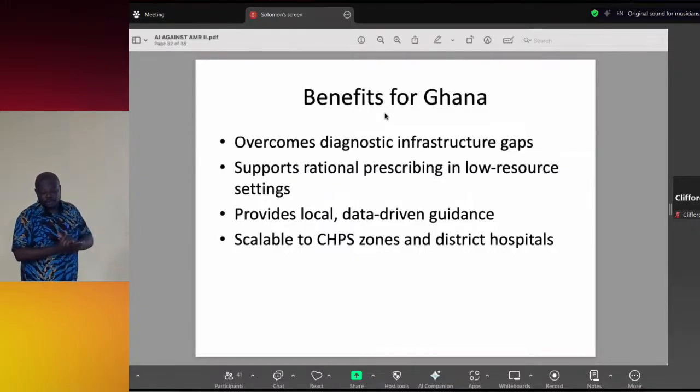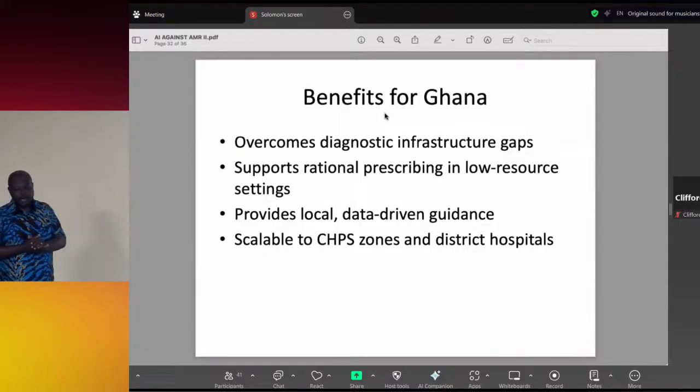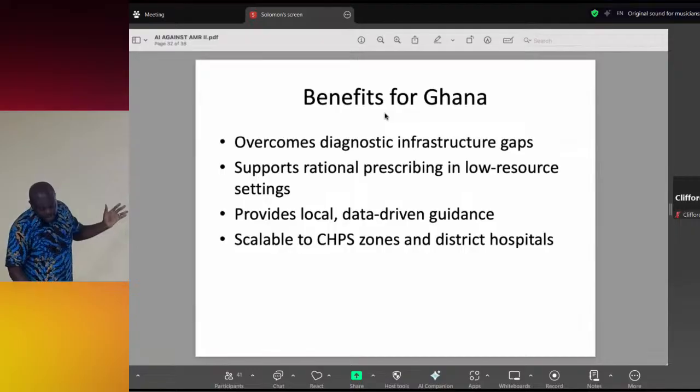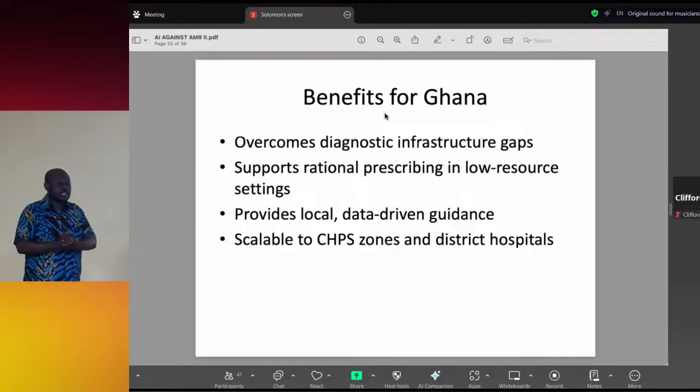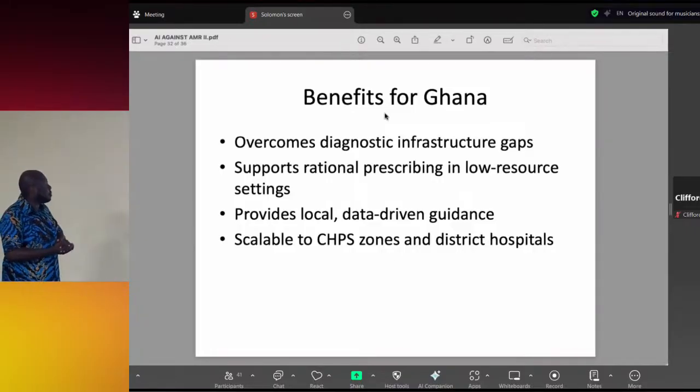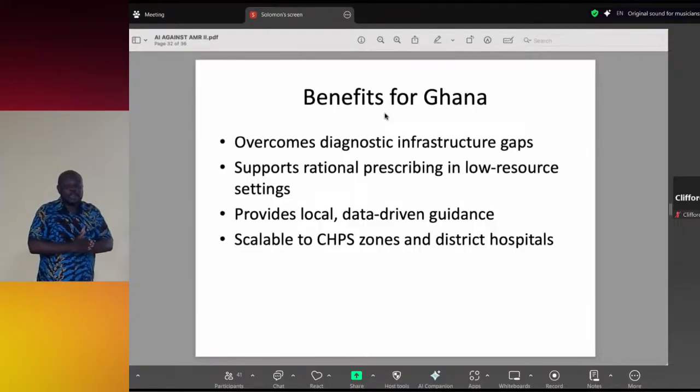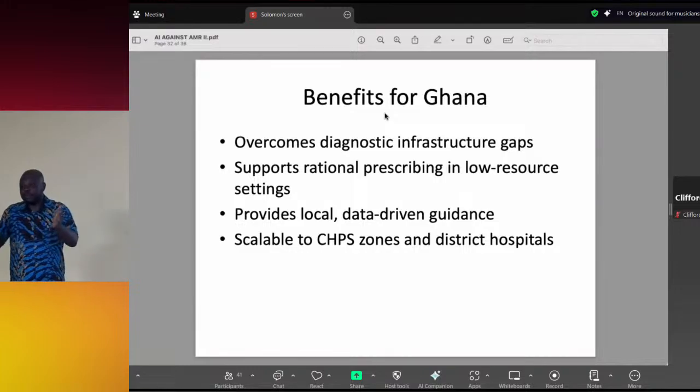So, benefits for Ghana. Ghana stands to overcome diagnostic infrastructure gaps. These apps too will support rational prescribing in low resource settings like we've seen, and it can be scalable to health centers, CHIP zones. CHIP stands for Community Health-Based Planning and Services. Basically, in the very, very remote villages, we have this small system whereby, because they don't have doctors, they may have a community health nurse, one or two health workers there.